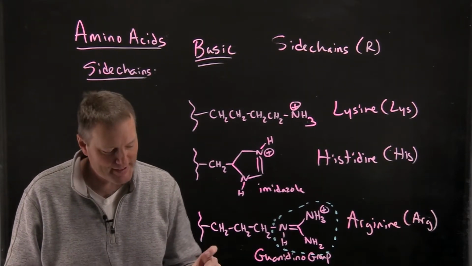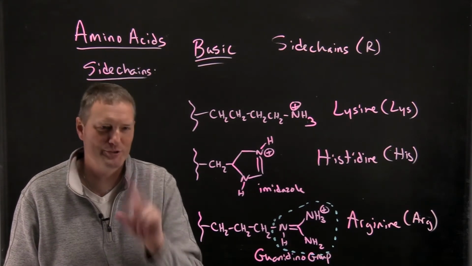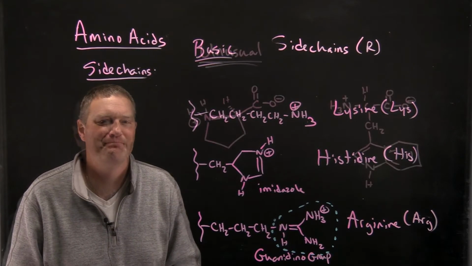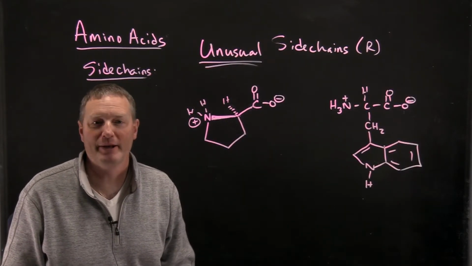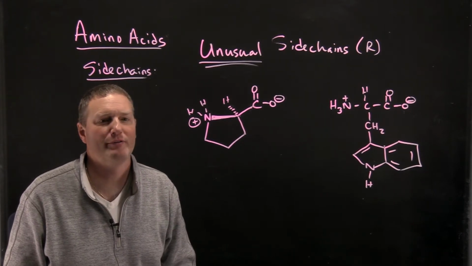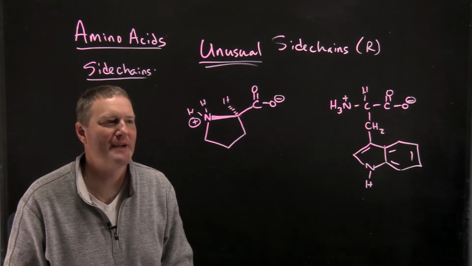All right, in the last little section, I've just got 2 more to cover. These are sort of the unusual ones. There's 2 unusual amino acids that are kind of hard to classify. The last 2 amino acids of the 20 that I wanted to draw out separately are sort of the red-headed stepchildren of amino acids. They're kind of hard to classify.